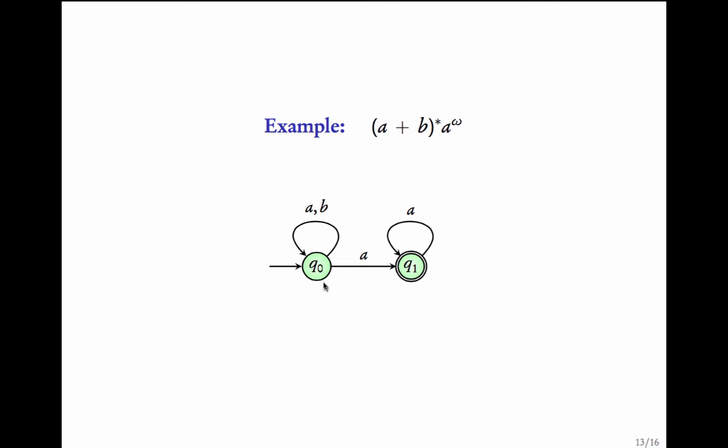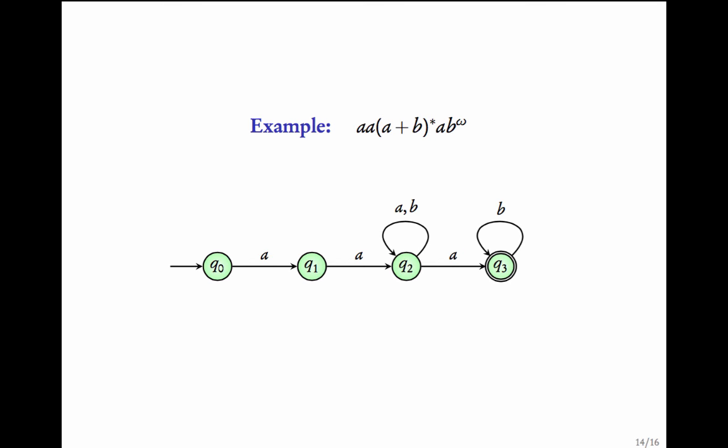Let us see. What would a run on b^ω be? There is only one run. You start from q0. Since there is only this transition on a b, you have to keep seeing q0 again and again. And since q0 is a non-accepting state, b^ω would not be accepted. Similarly, if b occurs infinitely often, you have to keep staying in q0 because once you read an a, you cannot read a b. So this expression is giving us the language where b occurs only finitely often.